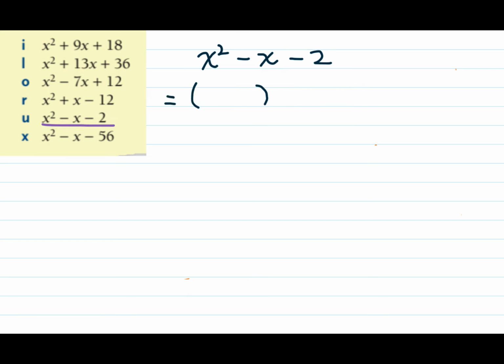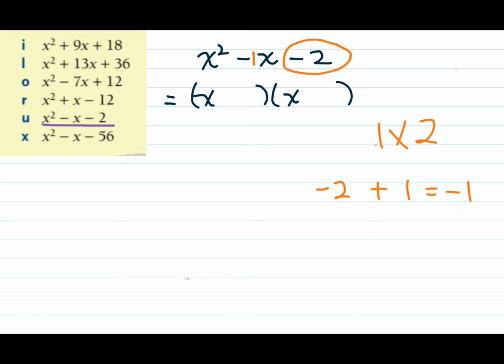Okay, so again, two brackets, x, x. Now this time we are looking at negative 2, factors of negative 2 that will give us a negative 1. So we have 1 times 2. One of these numbers has to be negative. If we take negative 2 plus a positive 1, what do we get? We get a negative 1. And when we multiply them, negative 2 times 1, we get a negative 2. So these are the two numbers, negative 2 and a positive 1. So you just put there, x minus 2, x plus 1.